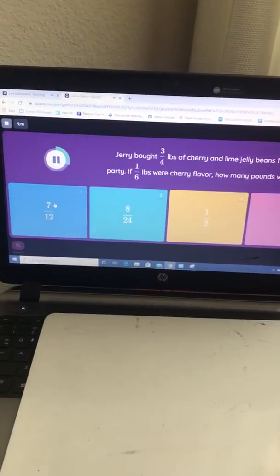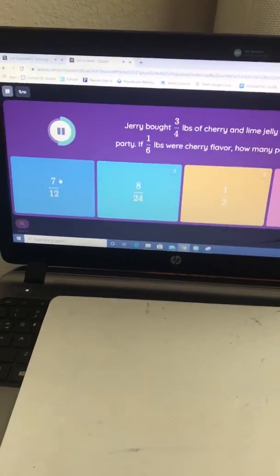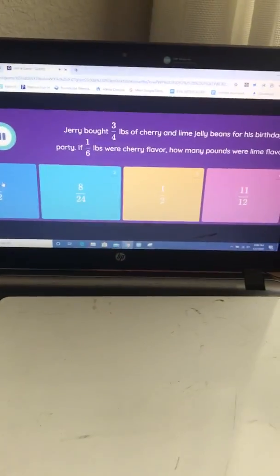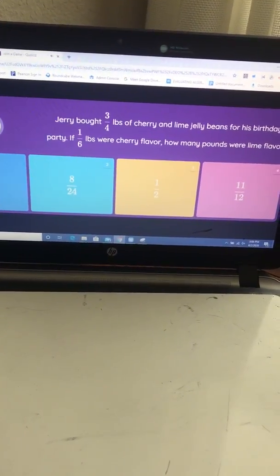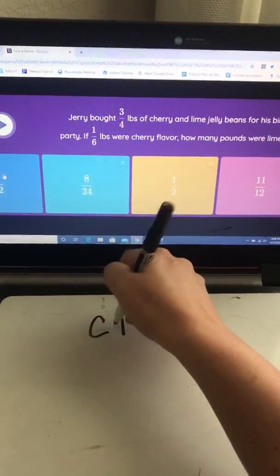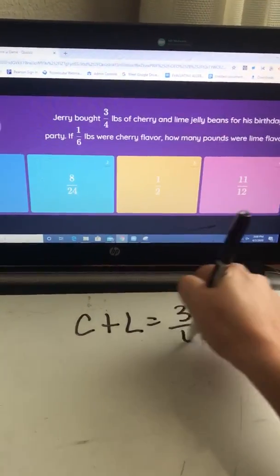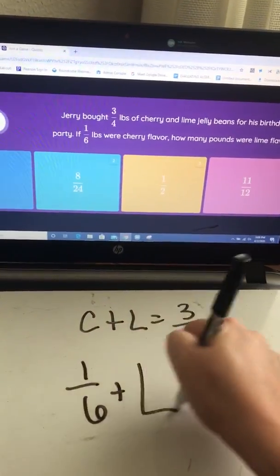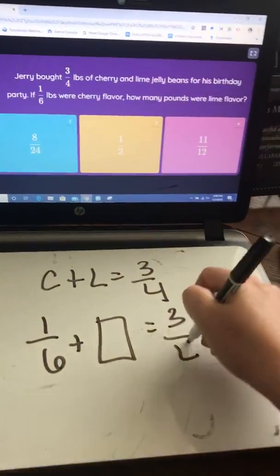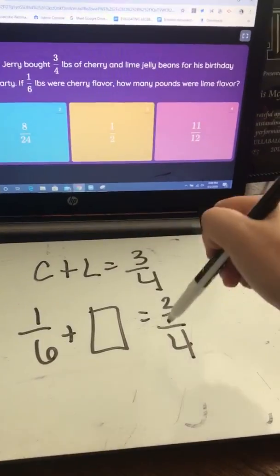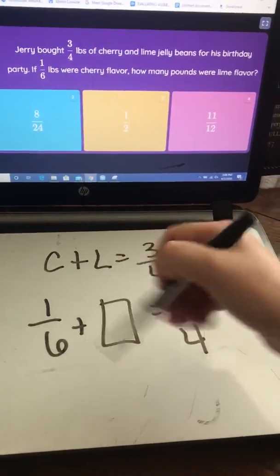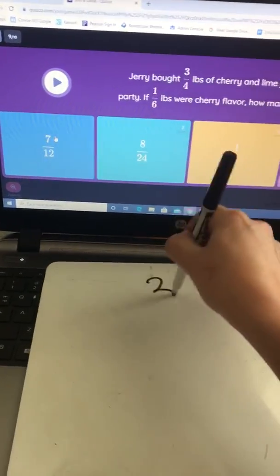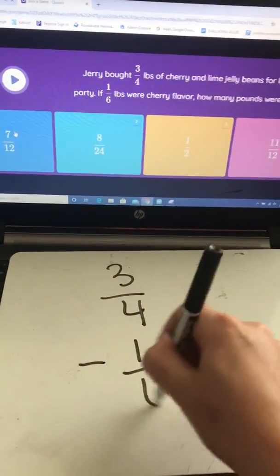Number 9. Jerry bought 3/4 pounds of cherry and lime jelly beans for his birthday party. If 1/6 were cherry flavor, how many pounds were lime flavor? So I have cherry plus lime is 3/4. So 1/6 plus something gets me to 3/4. Writing this equation helps me know that I need to subtract to find the missing value for the lime flavor. So I'm going to start with 3/4 minus 1/6.